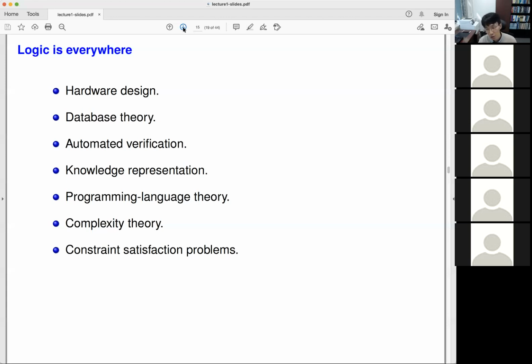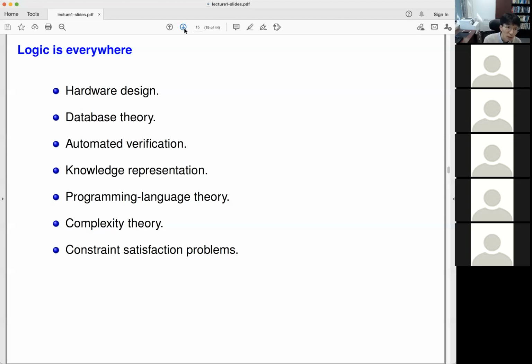In complexity theory, there is also a sub-area called descriptive complexity. They try to analyze the complexity of many problems using various restricted versions of logics. Constraint satisfaction problems are studied by algorithm people, and they are very much related to logic. I mean, you can view them as the design of solvers for logical statements.